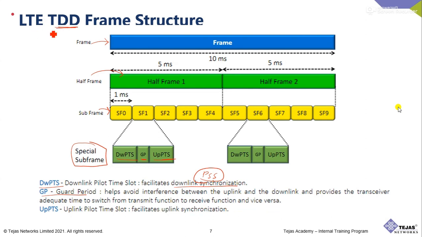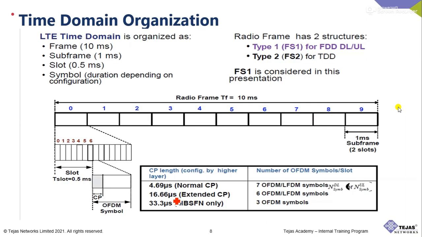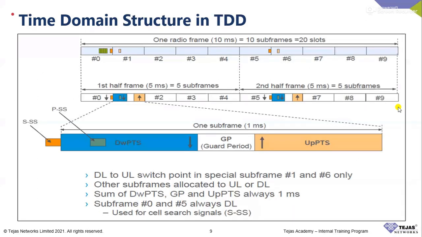So remember, TDD means in this particular frame we are using it for downlink as well as uplink. UpPTS is nothing but uplink pilot time slot, which facilitates uplink synchronization. Now, just to give you an idea how the configuration has been done in a TDD frame. I think this has already been covered, so I'll skip to the main part here.